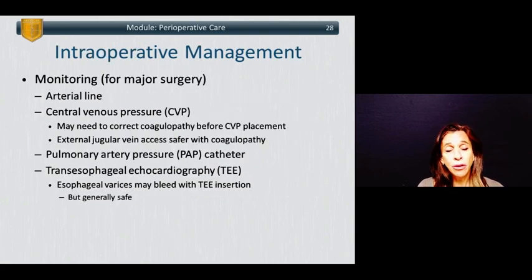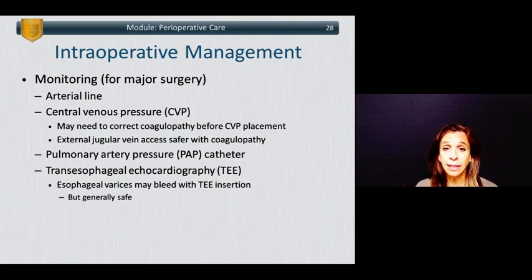So intraoperative monitoring, if major surgery is going to be undertaken in a patient who has significant liver disease, an arterial line is almost always indicated. A central line may be useful, and again, the risk of a central line typically is quite low, even in patients with significant coagulopathies. Though it may be useful, particularly if it's an anticipated difficult central line placement, or the patient has severe coagulopathies, to correct these ahead of placement.